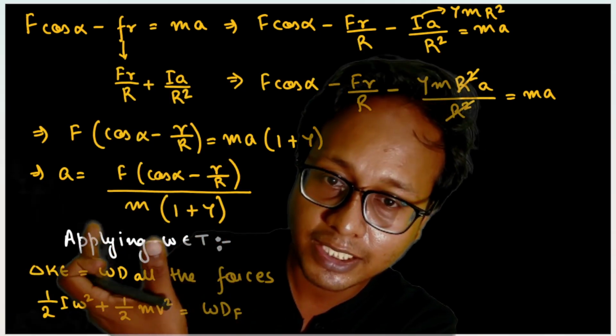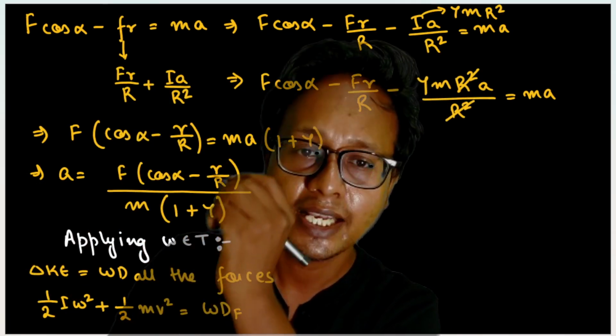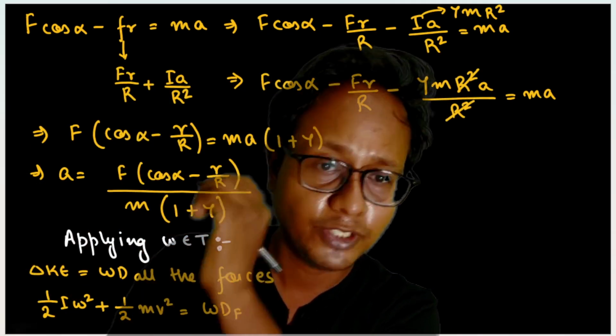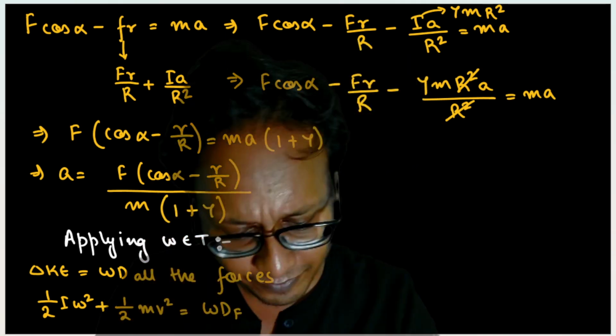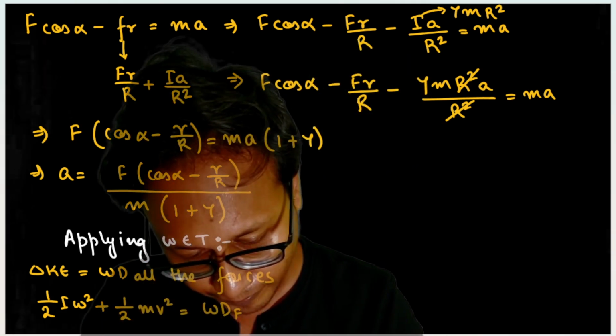So if the value of acceleration is constant, can I apply v is equal to u plus at, s is equal to ut plus half at square, and v square is equal to u square plus 2as, isn't it? I can apply those formulas, no? Since the acceleration is constant, whenever acceleration is constant, I can apply these three formulas: v = u + at, s = ut + half at square, and v square = u square + 2as.